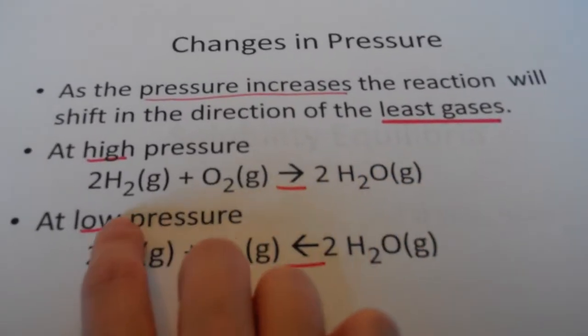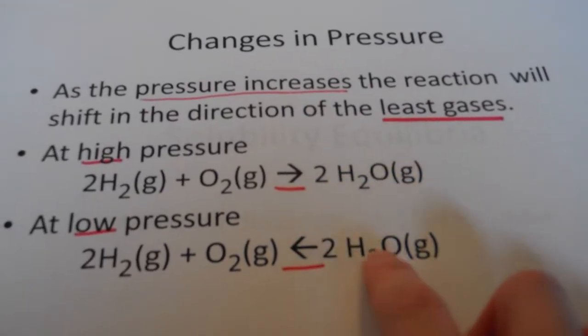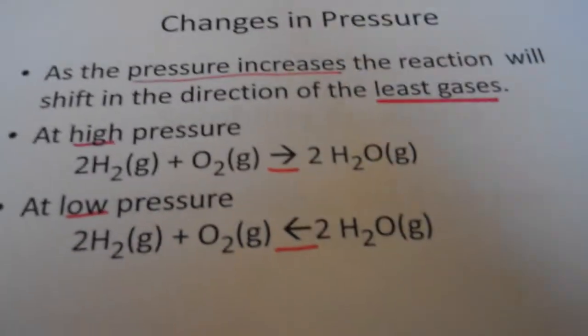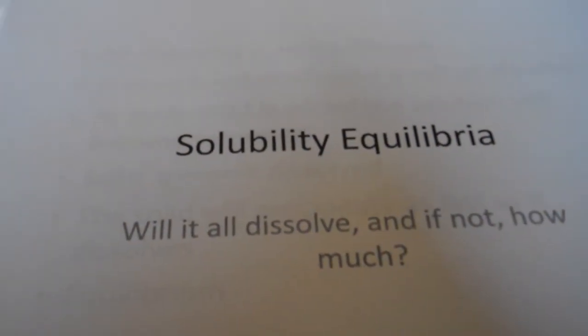At low pressure, the opposite is true. So if we're starting with 2 moles of gas here and 3 here, at low pressure we'll shift to the left and not to the right. And that is the end of Le Chatelier's principle.